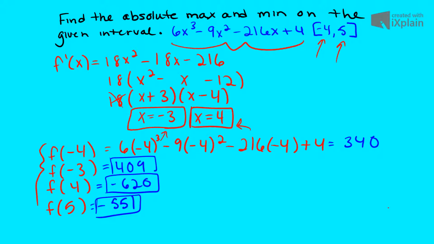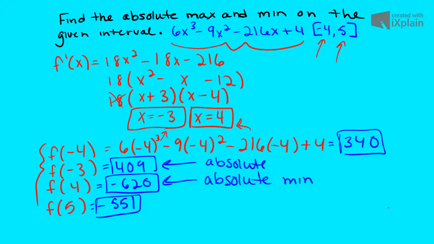So when we're looking at these values, we know that our absolute minimum is the lowest point. So our lowest point would be -620. This is going to be our absolute minimum. And our absolute max, opposite end of the spectrum, this is going to be our largest value. We have 409. This is going to be our absolute max. So those are our answers. 409 and -620 are our absolute max and our absolute min.